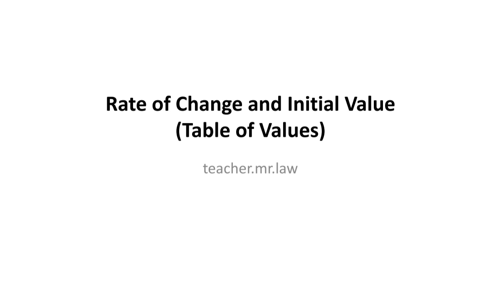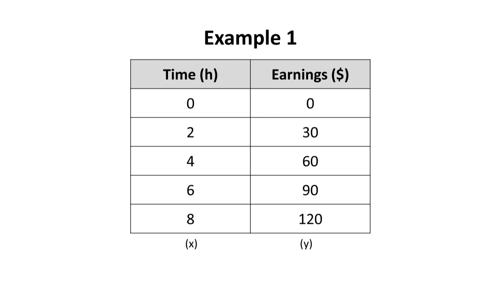In today's lesson, we'll be learning about rate of change and initial value with a focus on table of values. In our first example, we have a situation where the more you work, the more money you make. The column on the left represents our values of x, and the column on the right represents our values of y. The initial value in the situation would be $0, since you make $0 when you work 0 hours.